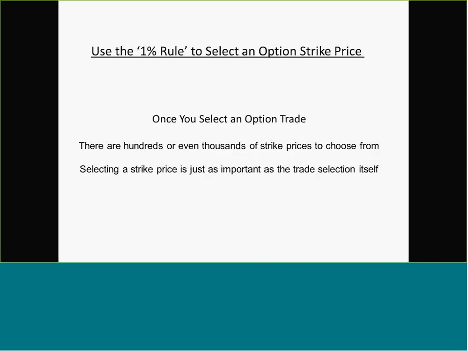So once we decide we're going to buy a call option, there are hundreds or in some cases even thousands of strike prices to choose from. So the question is, which strike price do you choose when you have all these choices? Selecting that strike price can be just as important as selecting the trade itself. So we use what I call the 1% rule to select the option strike price.